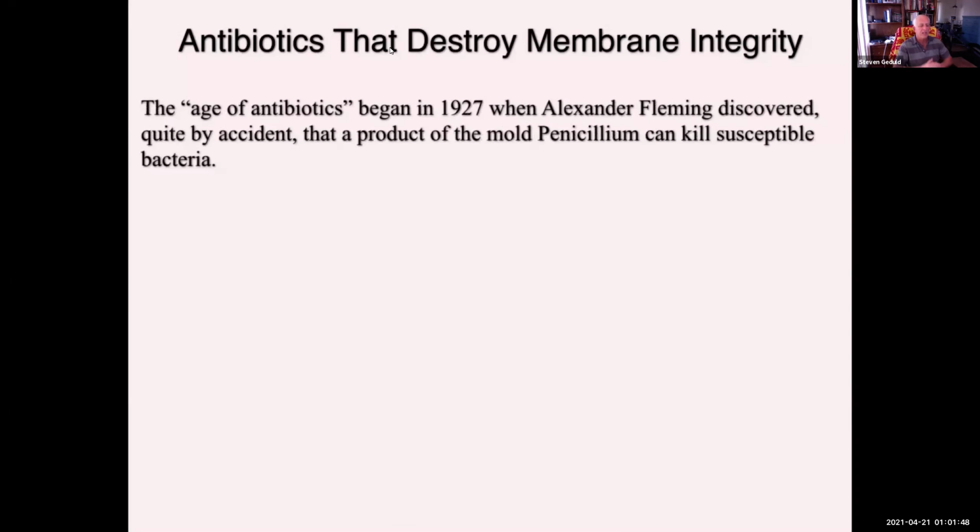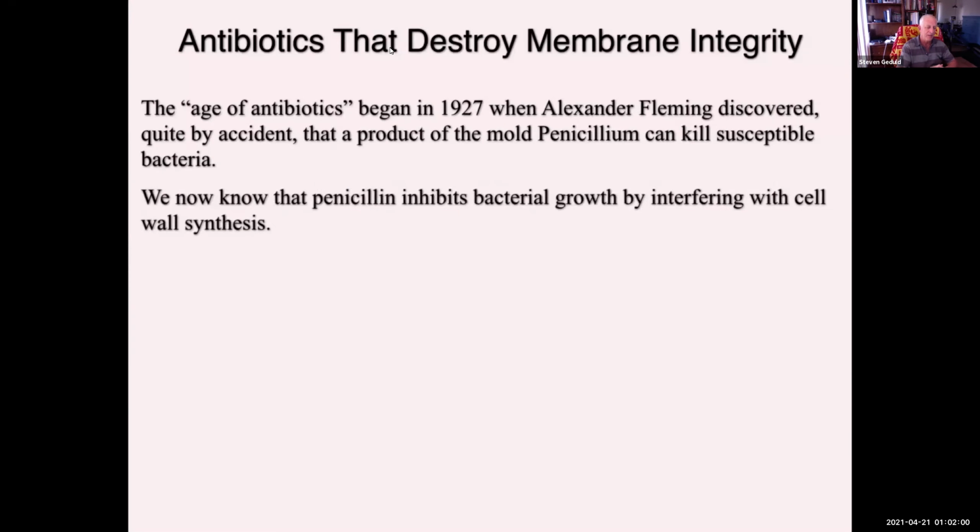Okay, so the age of antibiotics began in 1927. Alexander Fleming, by accident, discovered penicillin, that the mold Penicillium could kill susceptible bacteria. We know that penicillin inhibits bacterial growth by interfering with cell wall synthesis. So it can't make the cell wall, the cell wall leaks, bacteria die, and human cells are not affected by it. That's the ideal magic bullet.